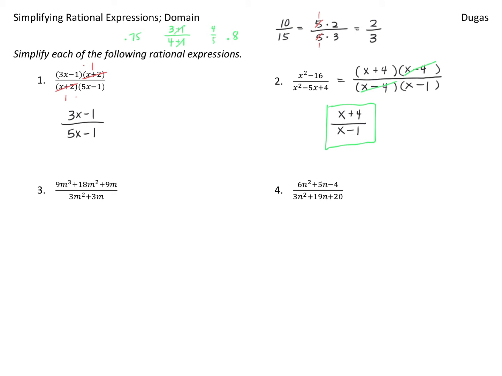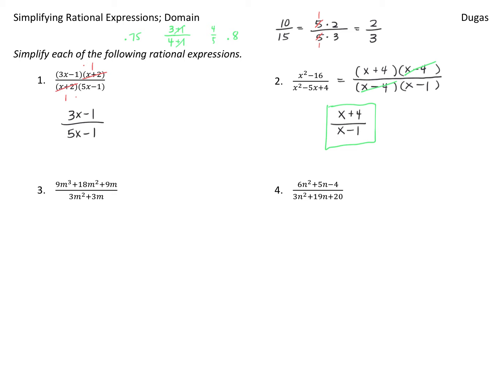All right, let's look at number 3. So number 3, we have an entire polynomial or trinomial on the top. Since it doesn't match the bottom, the only thing I can do is try to factor out something. So if I look at the top, I'm looking at the 9, the 18, and the 9. I can see that they all have a 9 in common. They also all have an m in common.